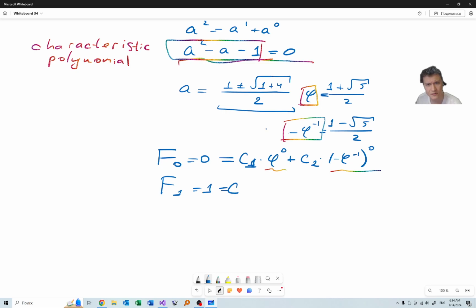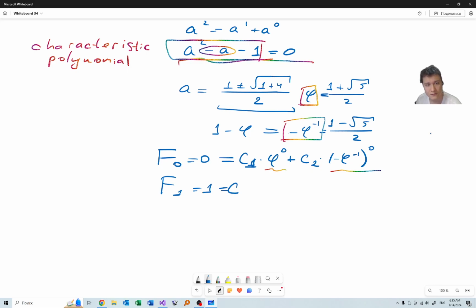Also, you can use here, instead of inverse, what? You can say that it is simply 1 minus phi. Yeah, I believe it's 1 minus phi, because of Viet's theorem, I think it should be Viet. This sum is one of these two roots.